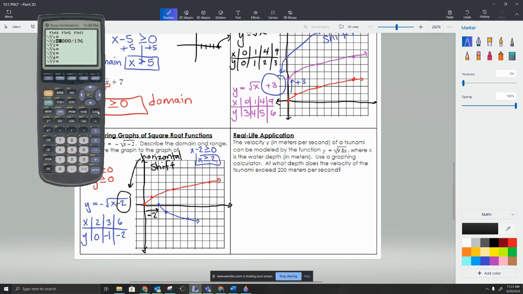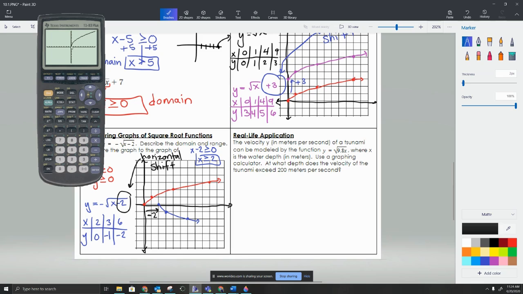So if we put this in a graphing calculator, second square root of 9.8x, and we graph that. Let's zoom. Let's do square. What we see on this, that doesn't help me. What's going on? Standard. There we go.